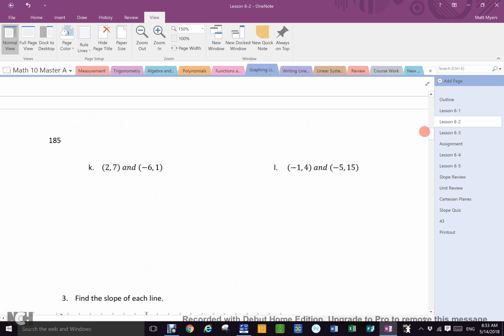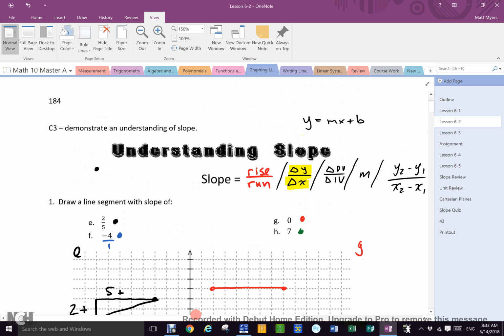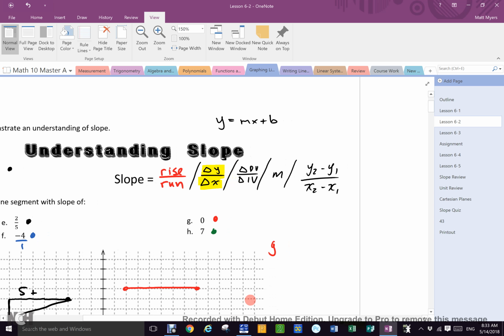What's different about K and L? Did I give you a graph? No. So if there's no graph, do we have another way to find slope? Look at all 5 ways we have. Don't turn your page back. I'll show you right now. Which of those 5 will work when I have just 2 points?